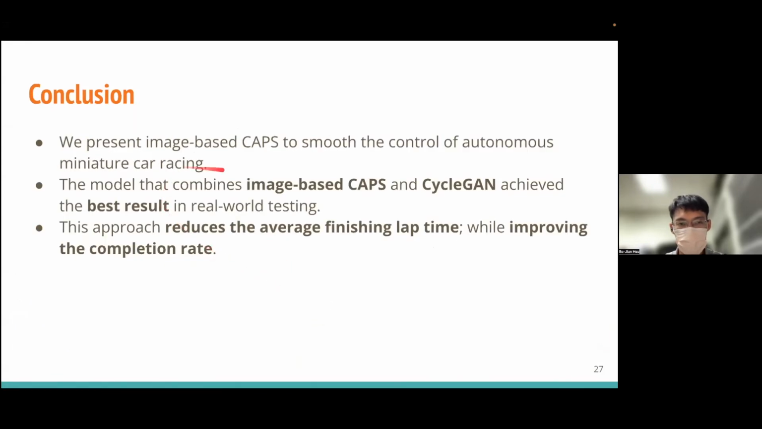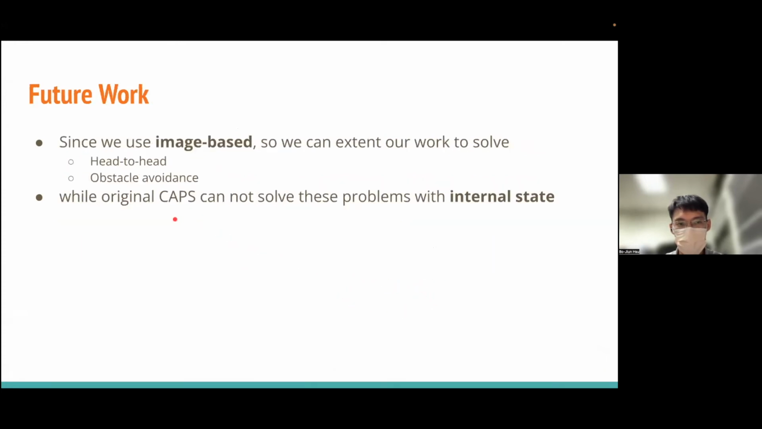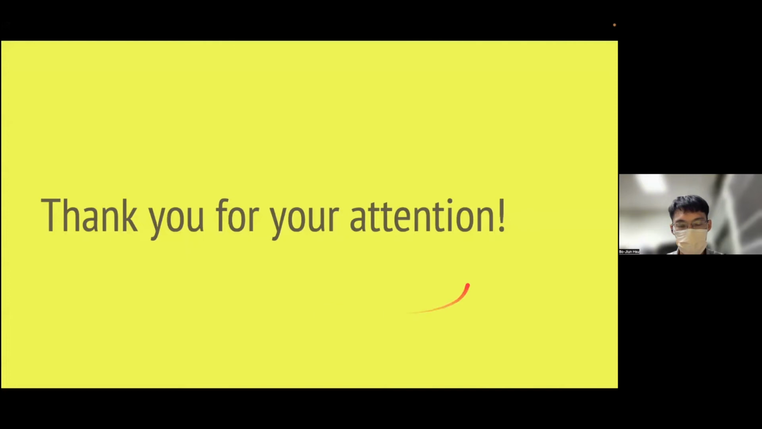We present image-based CAPS to smooth the control of autonomous racing. The model that combines image-based CAPS and cycle gain achieved the best result in real-world testing. This approach reduced the average finish lap time while improving the completion rate. Since we use image-based input, we can extend our work to solve head-to-head or obstacle avoidance problems. Original CAPS cannot solve this problem with internal state. Thank you for your attention.